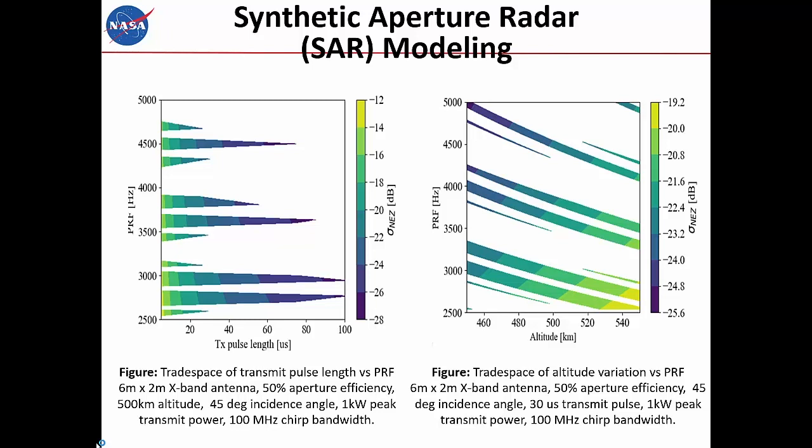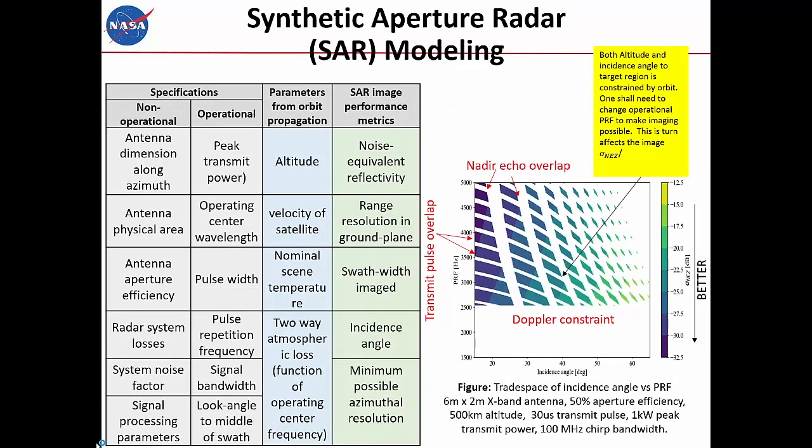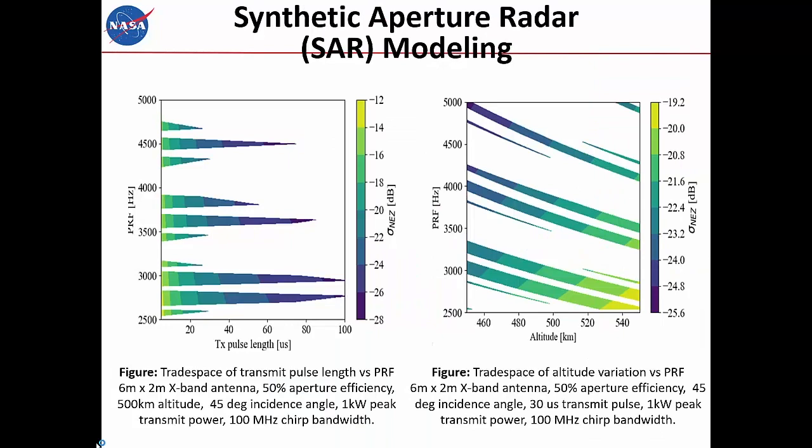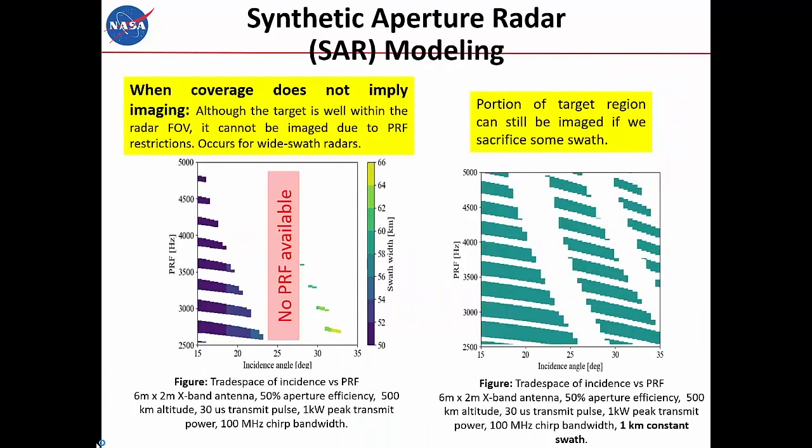And you can do these trades not just for these two parameters, but all of these other 20 parameters that I mentioned. And then you can vary altitude and so on. So here, we do the trade for PRF versus signal versus incident angle for swath width. So that's another metric that's important because you want to have as much coverage as possible.